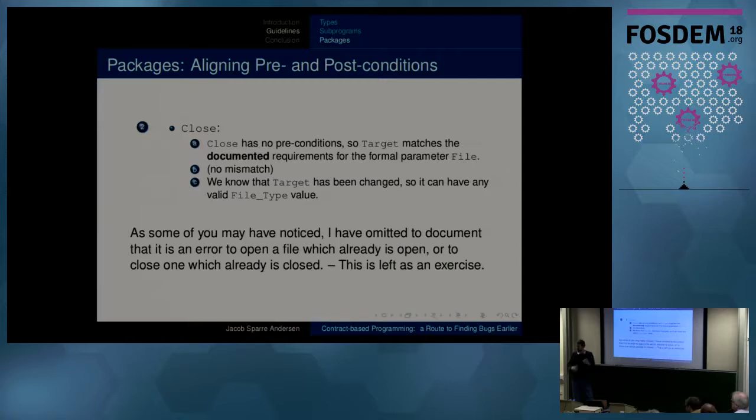Because going from a stricter constraint to a less strict one, that's not a problem. So there it's a matter of design issues. But afterwards, we know that target has been changed and can have any valid file type. There, we might want to document that it's actually closed. But in general, you can see this is very partial, and it's a good exercise to look into.